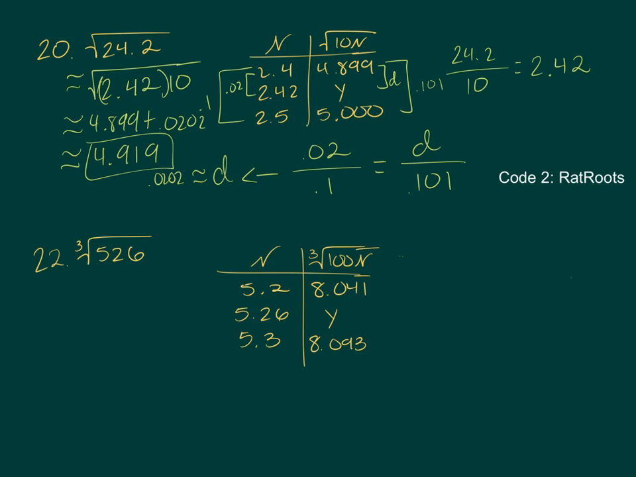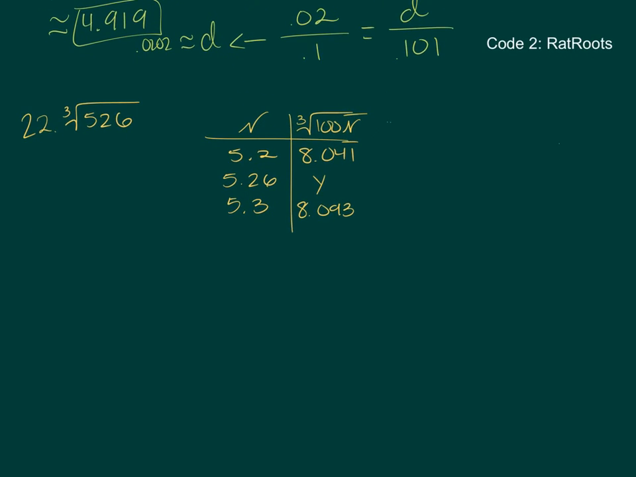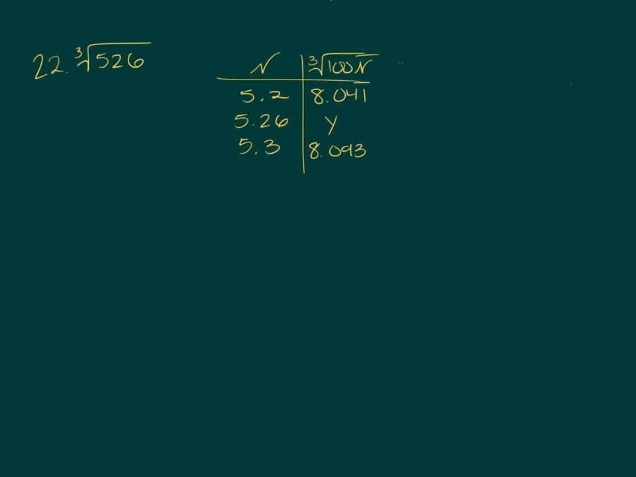Now let's look at 22. In 22, instead of being given a square root, we're given a cube root. And instead of being given one digit followed by decimal, we're actually given an entire whole number. This time we're given 526. Now, what's nice again is that our charts do include a cube root section, and they also include when we multiply our number by 100. So we need to get 526 to look like 5.2.